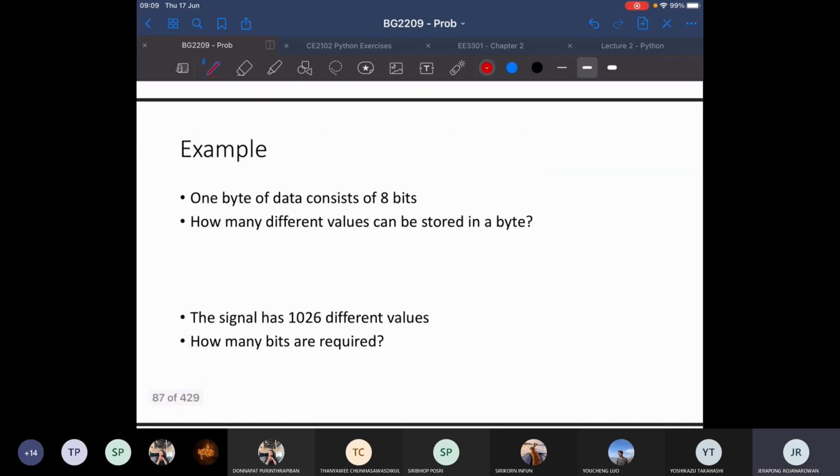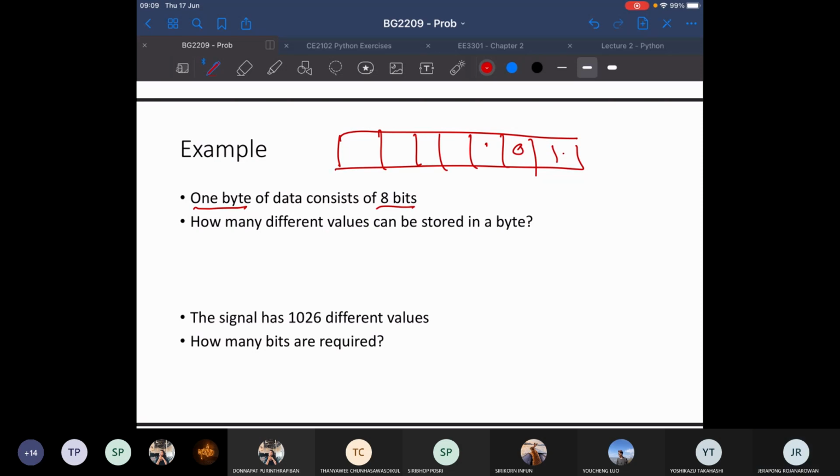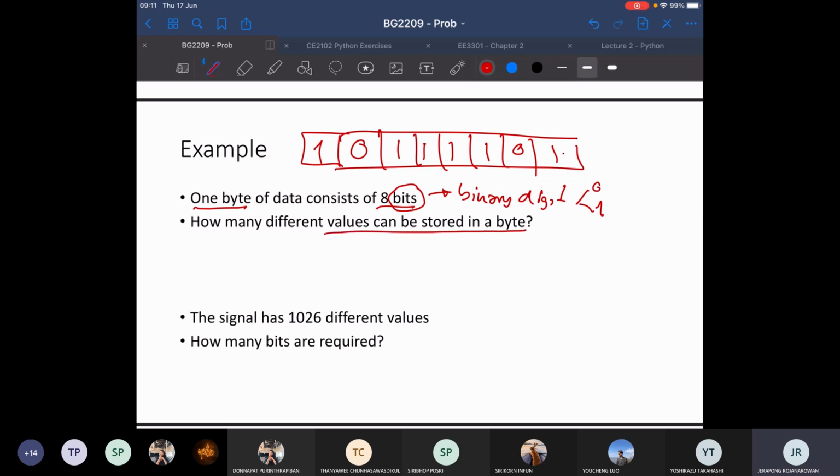Okay, the next one. If you study computer engineering, we store data in the unit of byte. And in this byte, we have 8 bits. So this is a byte, which consists of 8 blocks. 1, 2, like this. And each one can store 0 or 1. The bit is a binary digit here, which is gonna be 0 or 1. So for 1 byte, how many values can you store in a byte?